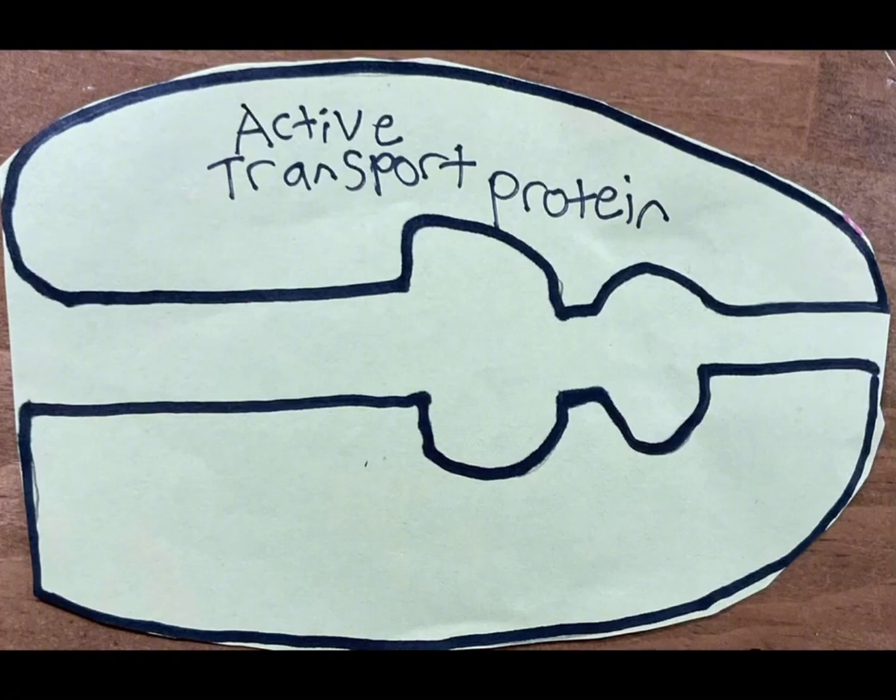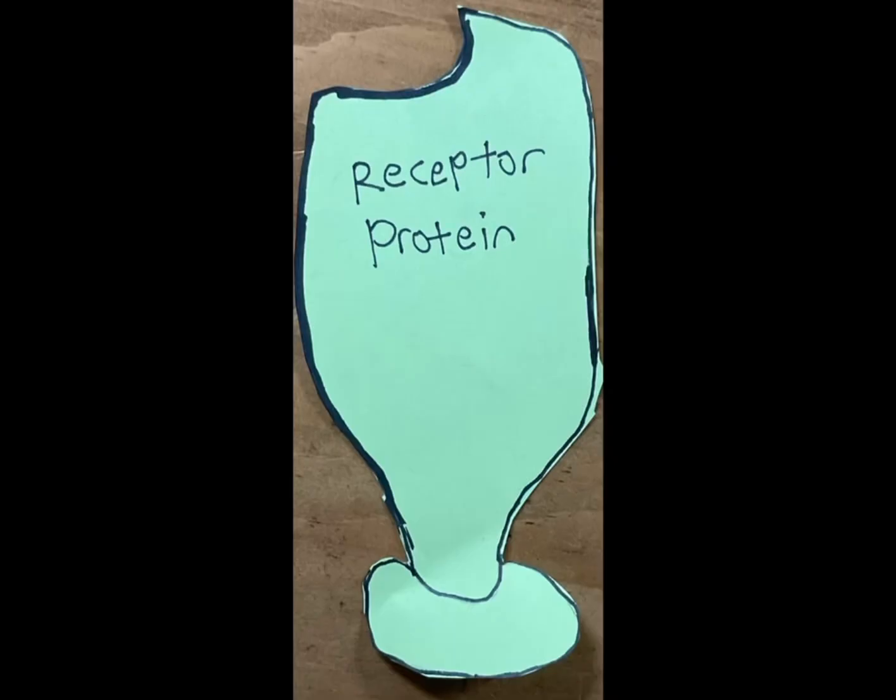This is an active transport protein. It uses ATP in order to transport molecules from low to high concentration. This is a receptor protein. Receptor proteins bind with molecules that give directions to the cell or activate functions in the cell.